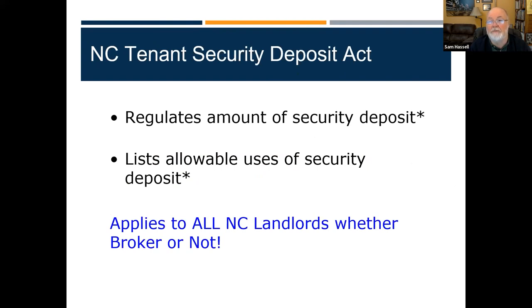So with that, I'm going to keep some security money. If I'm the landlord, I'm going to get some security money just in case you make a mess of it. So there are regulated amounts, the Tenant Security Deposit Act, and I'll give you those in a minute. Regulated amounts of security deposit that we can have, depending on how long the lease is. And there are allowable uses of security deposits. We'll be able to use these things for cleanup, and other things. We have a list of them: non-payment of rent, damages, if they leave early, right? Cost of removing their property, getting it out of there, I can use that. Court costs, I can use that. All of those things. I have a slide for that. We'll show you that in a minute. So this applies to all North Carolina landlords, whether broker or not. So even if you're renting by owner, you still have to abide by regulations on how much security deposit you can have.